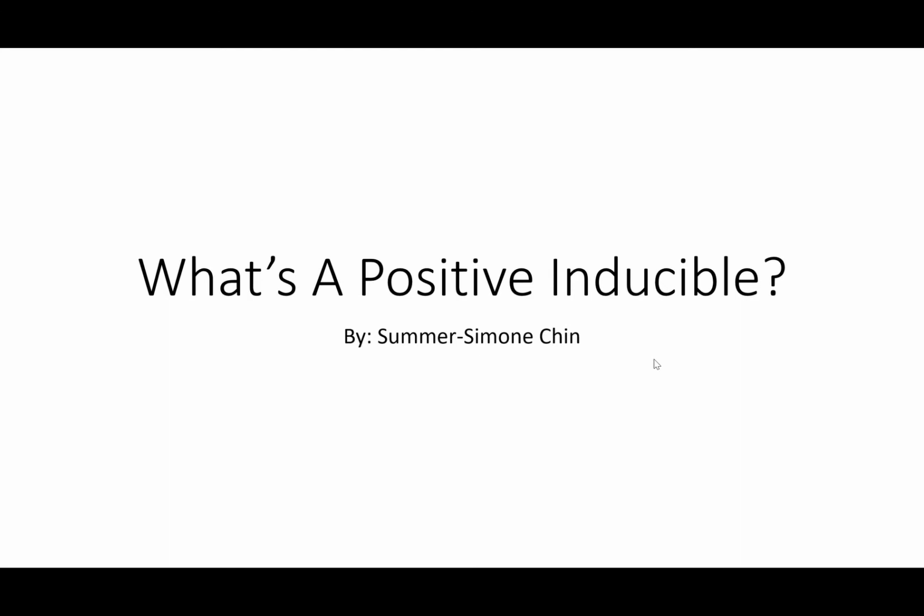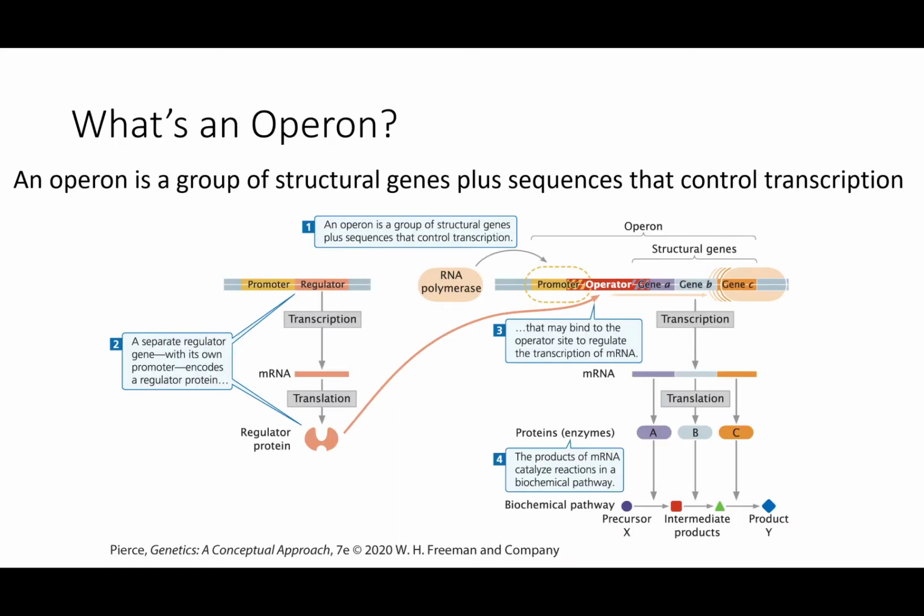What's a positive inducible? Before we can talk about what a positive inducible is, we've got to talk about what's an operon. An operon is a group of structural genes plus sequences that control transcription.